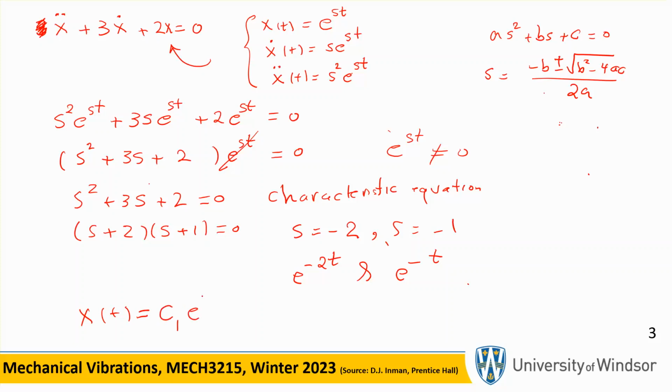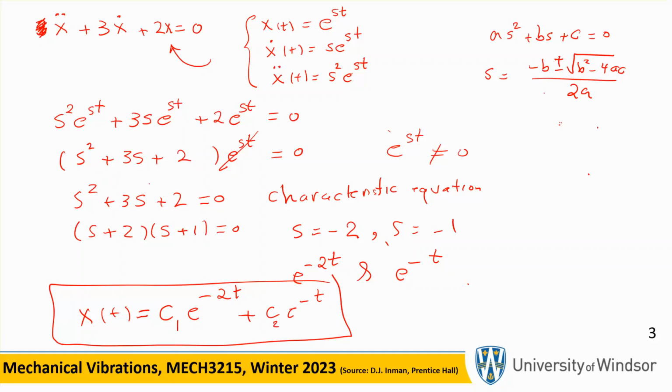c1 e to the minus 2t plus c2 e to the minus t. This is the general solution to that second order linear time invariant differential equation. Okay. Now let's go and do the second problem.